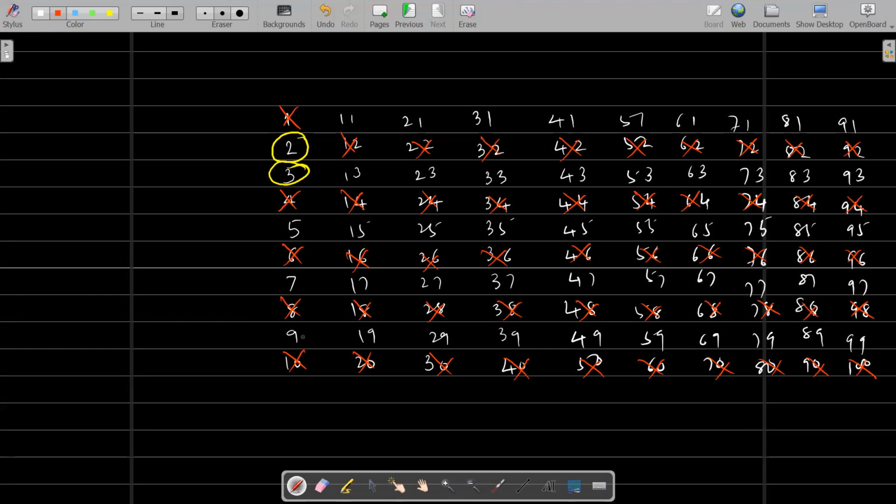Cross out odd multiples of 3. So what are they? 9, 15, 21, 27, 33, 39, 45, 51, 57, 63, 69, 75, 81, 87, 93, 99. Right? So we have cancelled all multiples of 3.